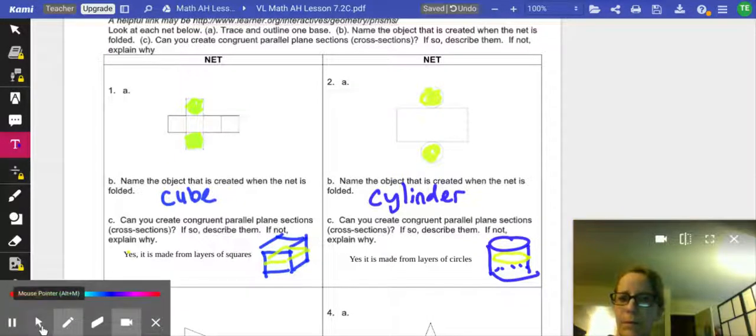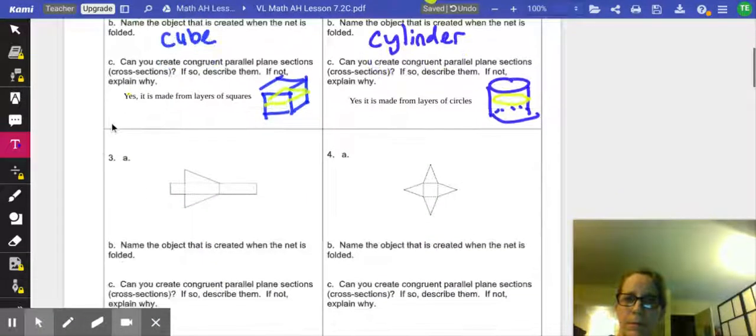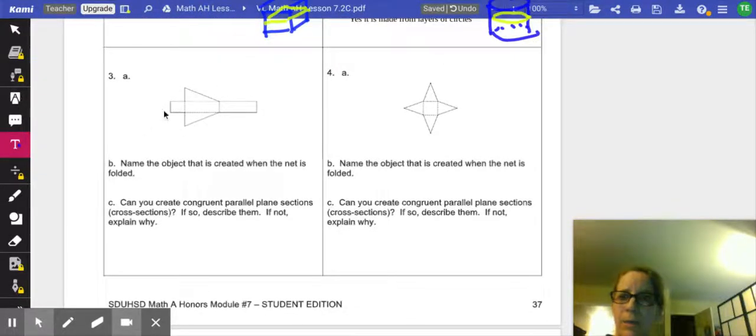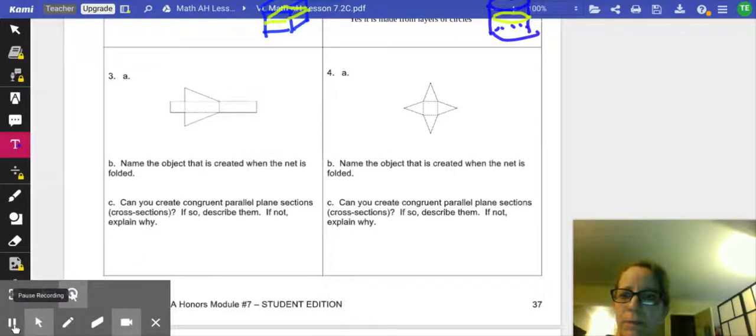All right, moving down the page. I want you to try 3 and 4, and then we'll check back in. So pause the video, try 3 and 4, and then check your answer.